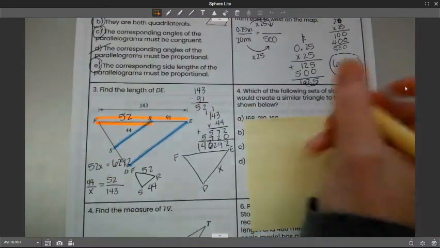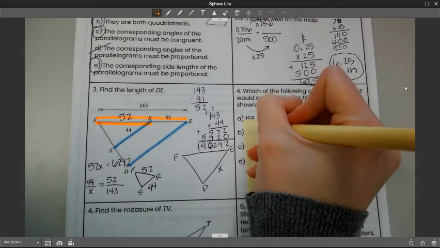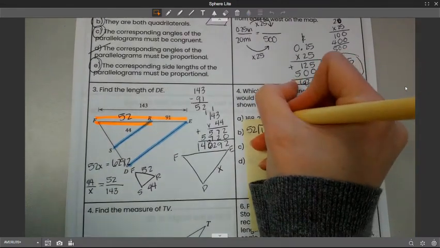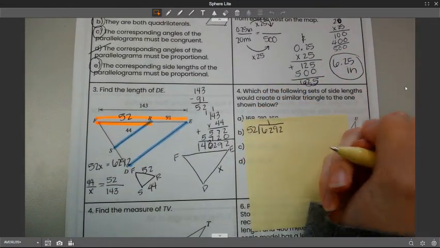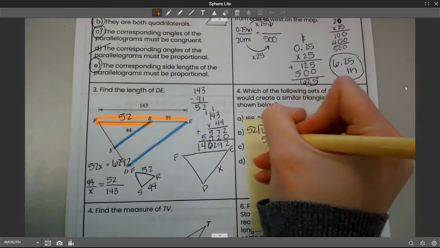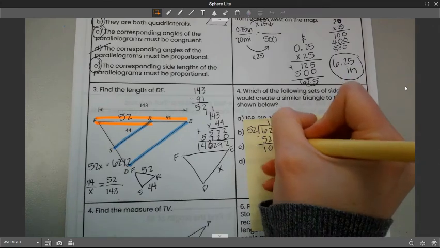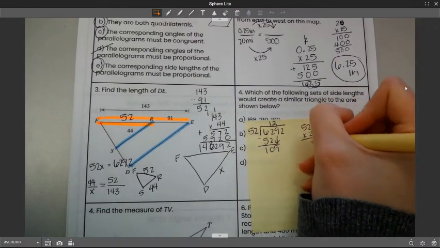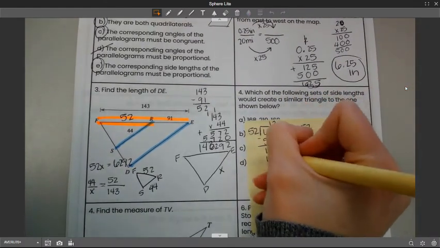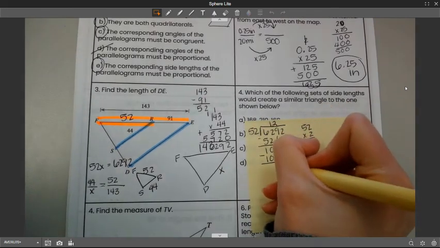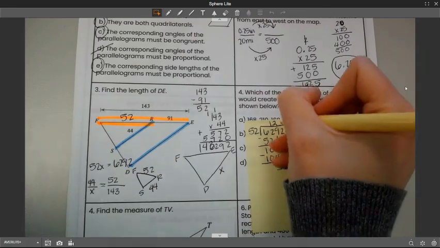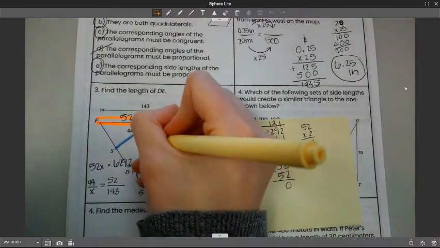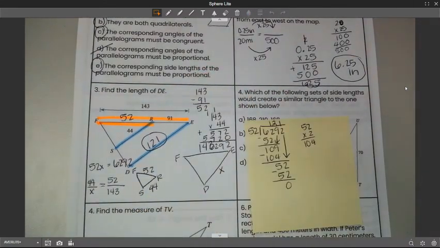I've run out of space, so I'm just going to add a sticky note here. So 6292 divided by 52. 52 goes into 62 one time. 1 times 52 is 52. Subtract, I get 10. Bring down the 9. 52 goes into 109 2 times. 52 times 2, 2 times 2 is 4, 2 times 5 is 10, so that's 104. And subtract, I get a 5, bring down the 2, 52 goes into 52 one time, I get 52. So x is 121, so my side length DE is 121. Okay.